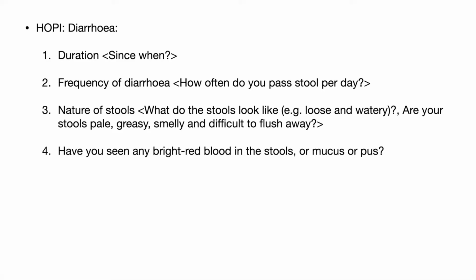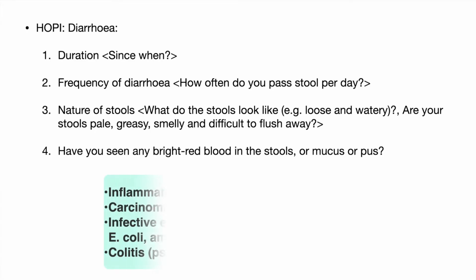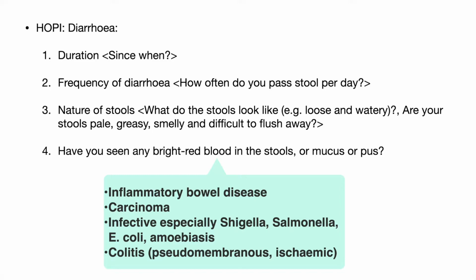Then ask whether the patient has noticed any blood or mucus in the stool. Now, whenever there is a history of blood in the stool, consider these differentials. These are inflammatory bowel disease, carcinoma, certain infections such as Shigella, Salmonella, E. coli, amoebiasis, and also consider pseudomembranous colitis and ischemic colitis.